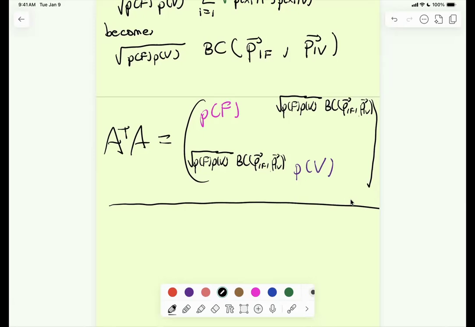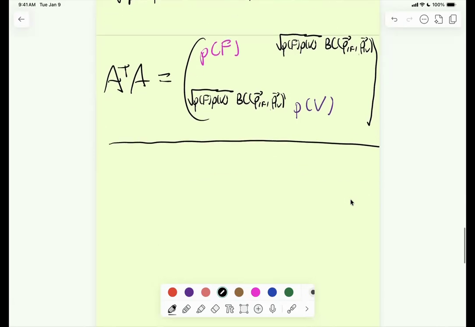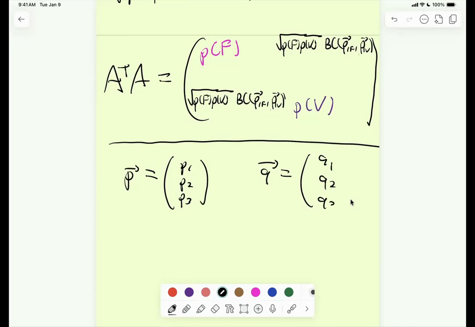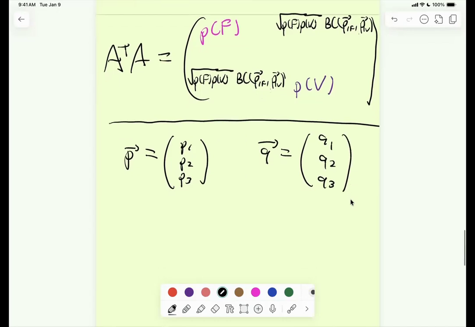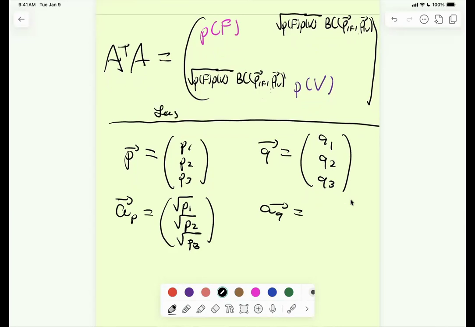What I had said, the day I talked about how to measure distances between probability distributions, was to take out the conditional part first. For example, if you had two probability distributions, P being P1, P2, P3, and Q being Q1, Q2, Q3, then you look at their amplitude vectors, which I had called AP and AQ, last time, or maybe 2 times ago.